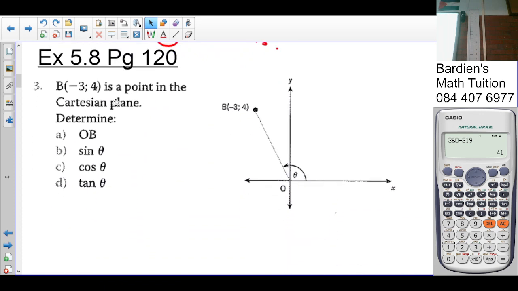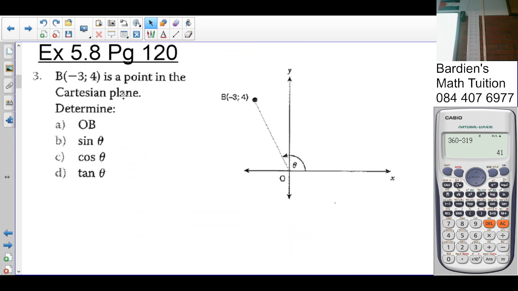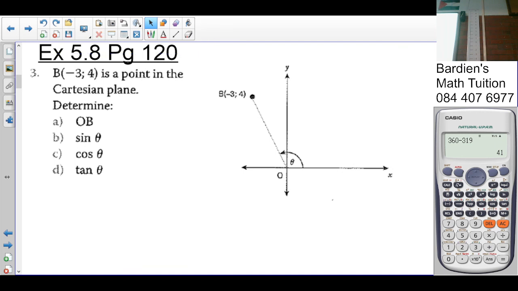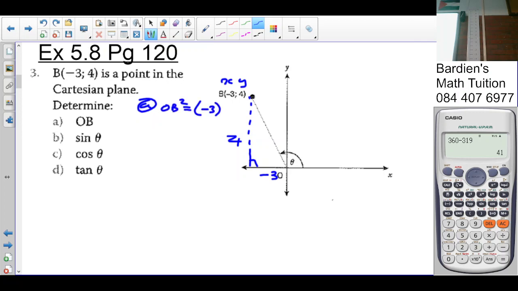Let's look at number 3. So here, we are given B to be (-3, 4). So we complete the triangle, drop it perpendicular to the x. So that is going to be 4 and negative 3. But remember, that's an x and a y. First question, calculate OB. So OB is the hypotenuse. So OB squared is equal to negative 3 squared plus 4 squared. That again gives us 25. The square root of 25, of course, is 5. You all agree with that?